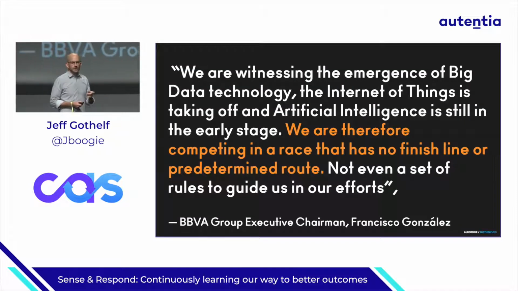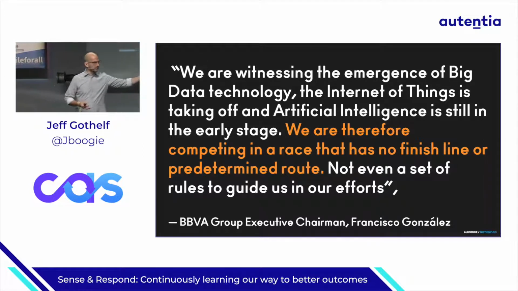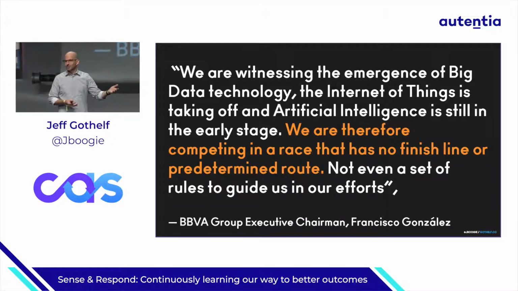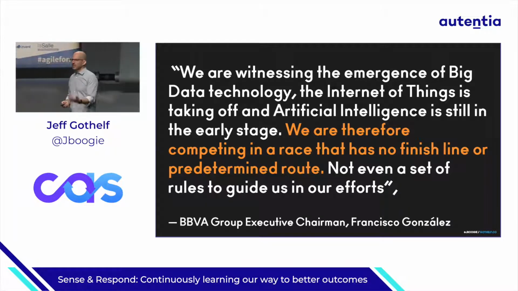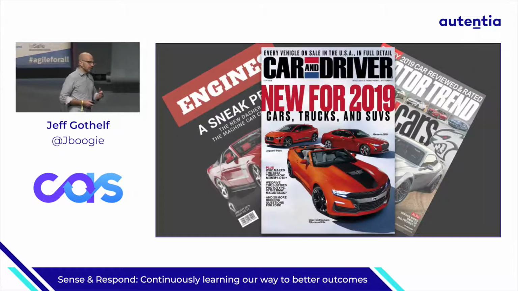I really actually love this quote from the group executive chairman at BBVA. And the part in orange is the most important part of this quote. He says, we're therefore competing in a race that has no finish line, right? If we're working to build better companies, better services, better products, better users, right? Better customers, there's no end to that. And there's no predetermined route. There's no roadmap to get there. We like to believe that there's a roadmap, but there isn't one to get there. And we've seen this time and time again, right? Companies just struggle to change, right?